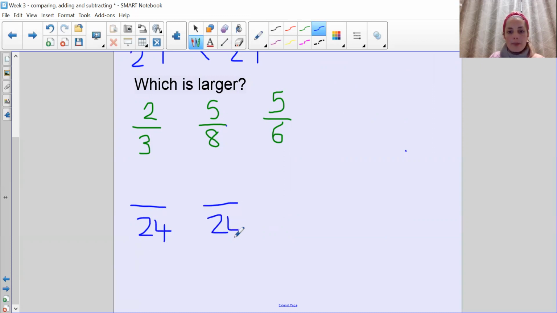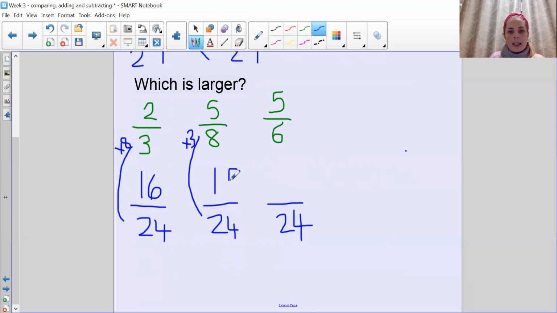Hopefully you've got that. Right, now, what have I done to 3 to get 24? I've times it by 8. 3 times 8, 24. So 2 times 8 is 16. Right, 8 to 24, I times it by 3. 5 times 3 is 15.